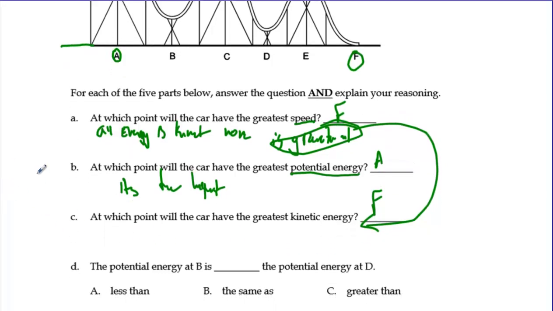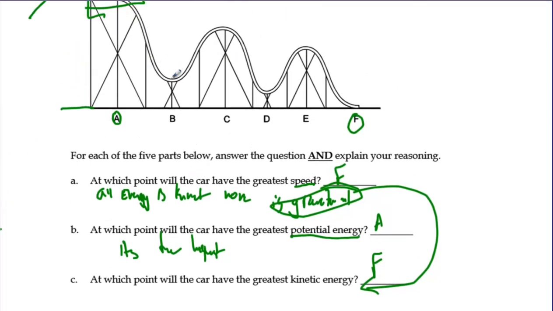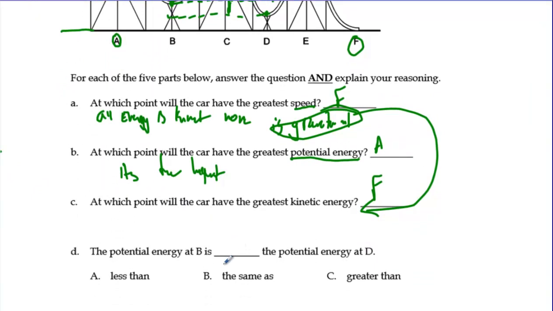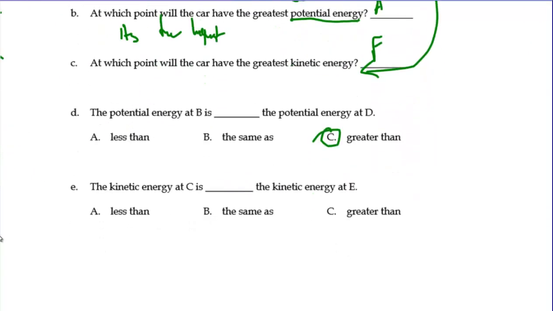The potential energy at B, how does it compare to the potential energy at D? Okay. Well, here's point B, here's point D. Which one has more potential energy? Well, point B is a little bit higher than point D. So their difference in potential energy is this distance here, and since B is higher, it has more potential. So the potential energy at B is greater than the potential energy at D because it is higher.